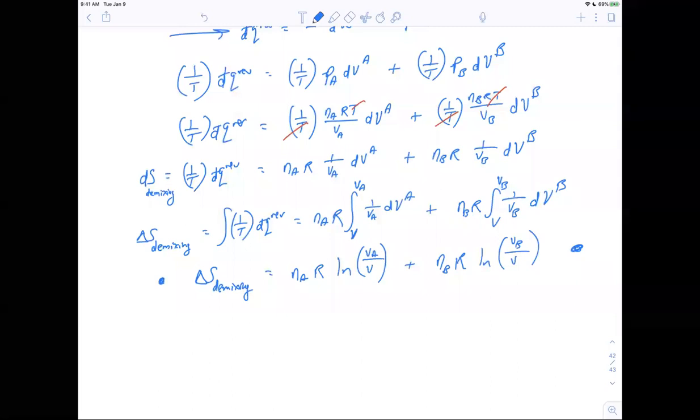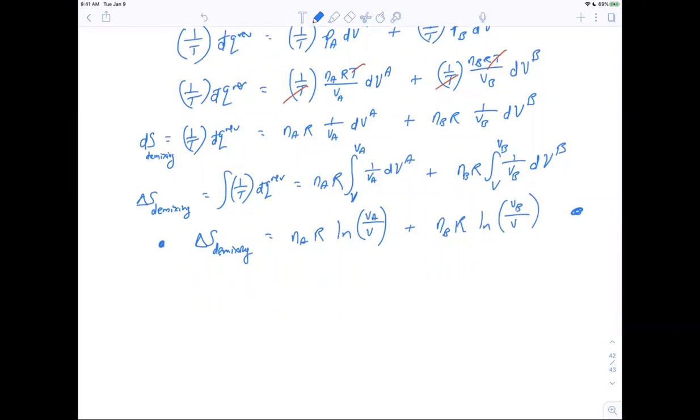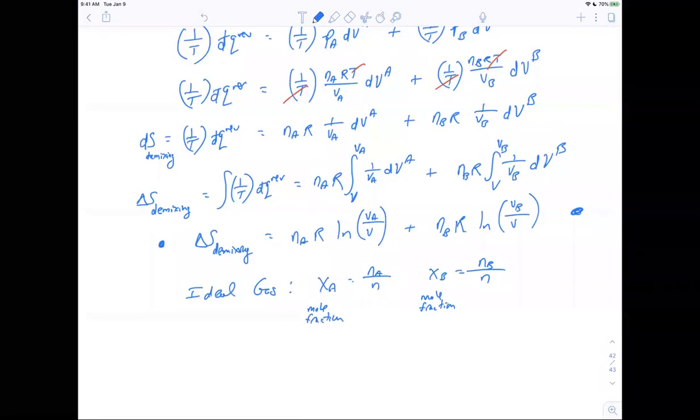I think everyone has probably seen this in the reading, and these are very simple integrals. Since we're dealing with ideal gases, we have these relationships, which I'm not going to prove. You've probably seen them already. XA and XB are mole fractions. I think everyone knows what mole fractions are: the number of moles of any given species divided by the total number of moles. And remember, little n without a subscript is the total number of moles.